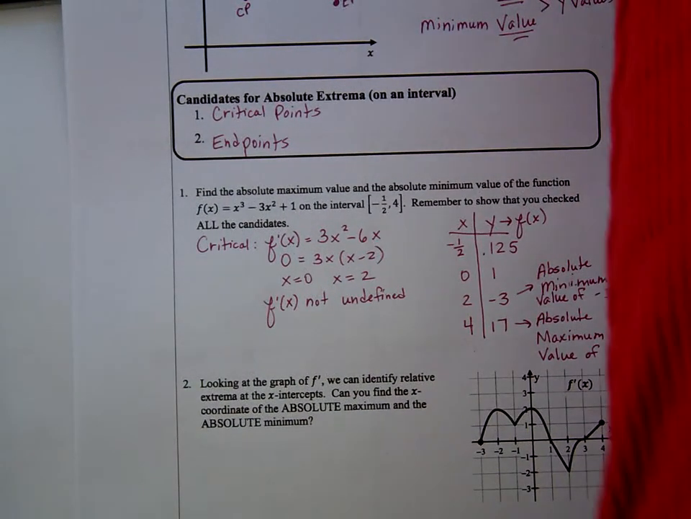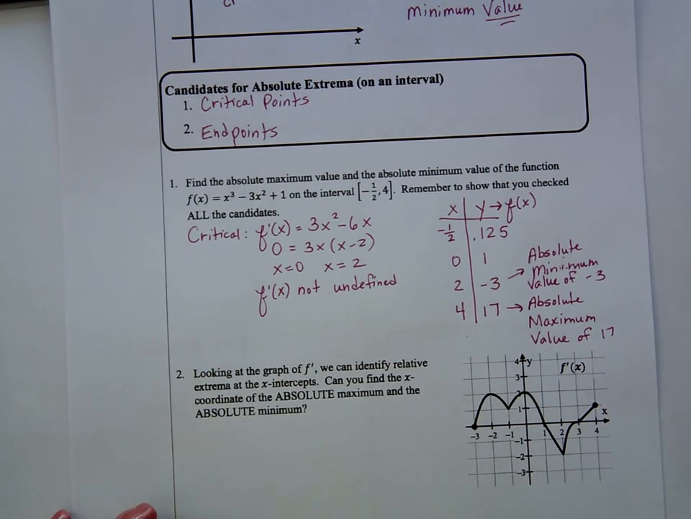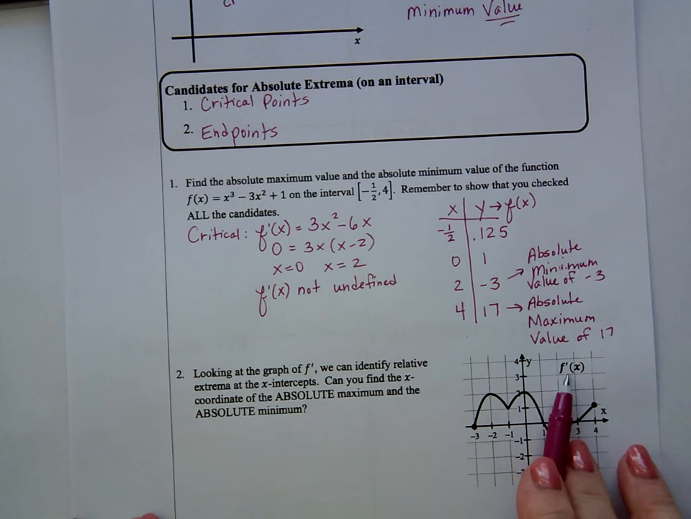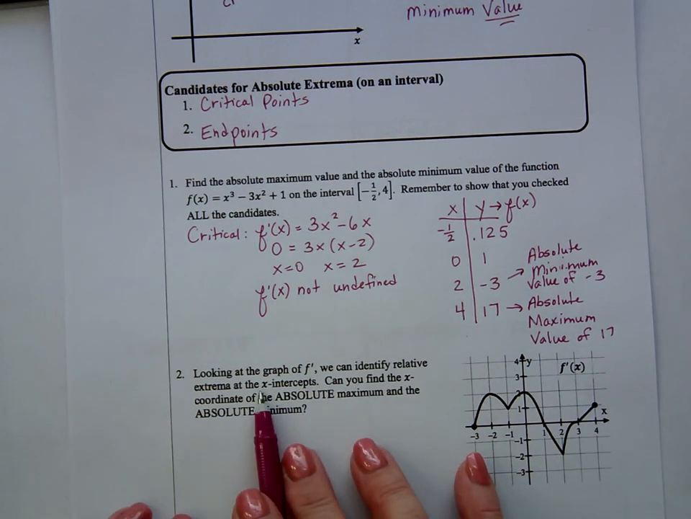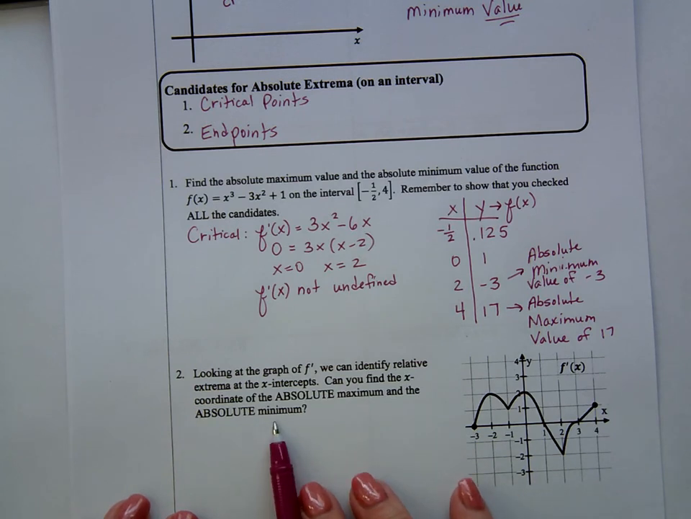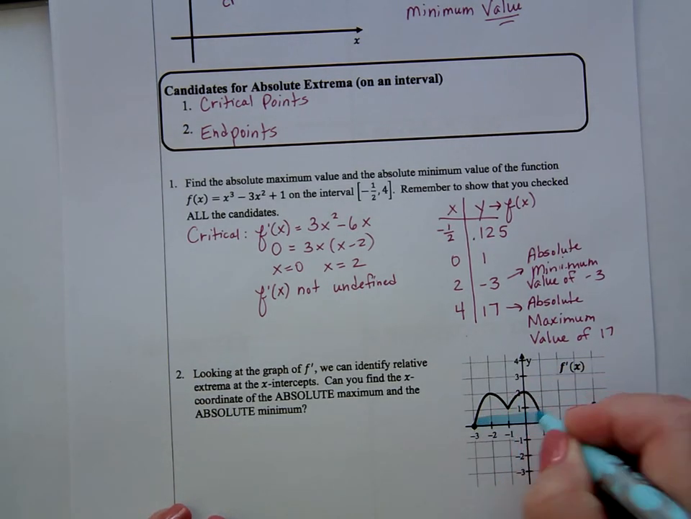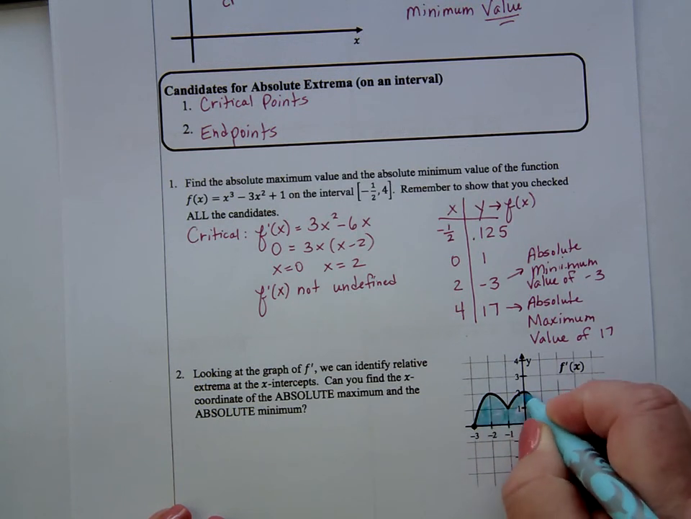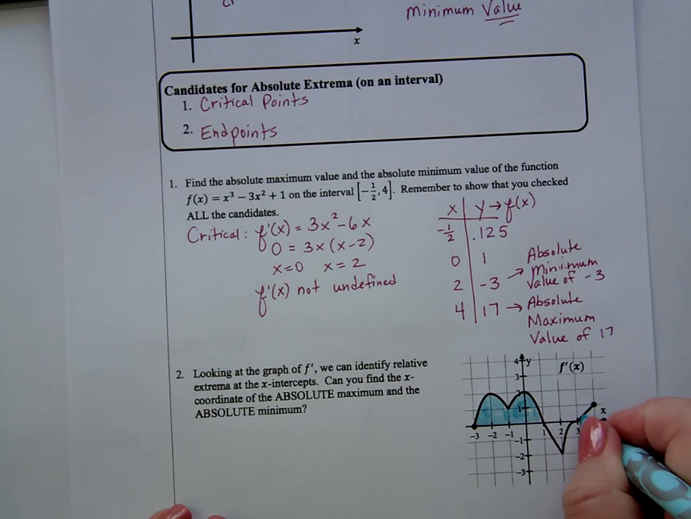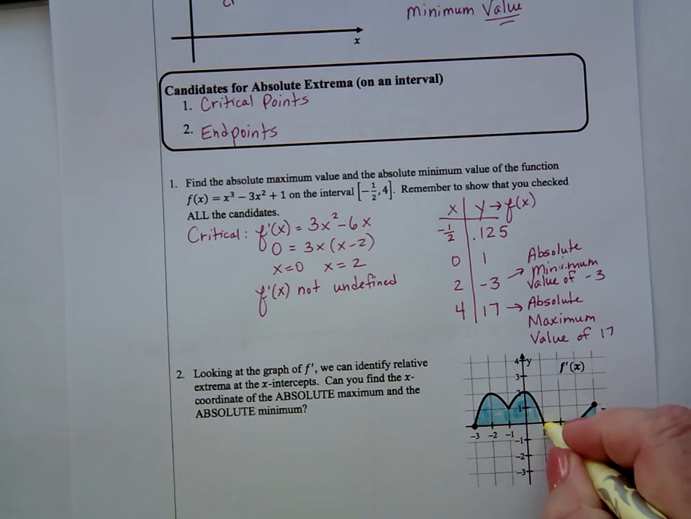This one gets a little bit more tricky. You've got to almost think of this more logically than we do most problems. So looking at this, this is the graph of the first derivative. We can identify relative extrema at the x-intercepts. Can you find the x-coordinate of the absolute maximum and the absolute minimum? All right, so I'm going to use a highlighter here to kind of separate these things. I have values here that are all above the x-axis. And I have this little piece here that's also above. So those two pieces are above. This little guy here is my piece that's below.